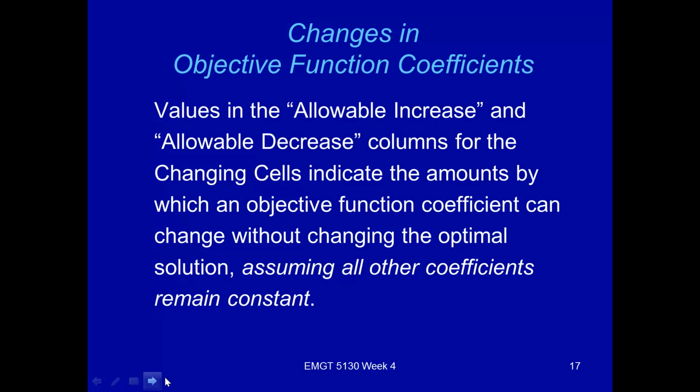Okay. So the values in the allowable increase and allowable decrease column for the changing cells indicate the amount by which an objective function coefficient can change without changing the optimal solution. Remember, optimal solution means that point. Okay, it's the decision variables value. It's not the objective function value.